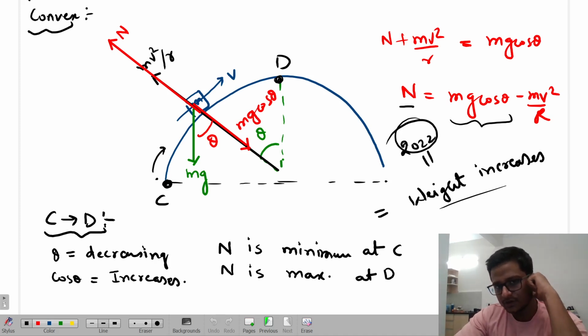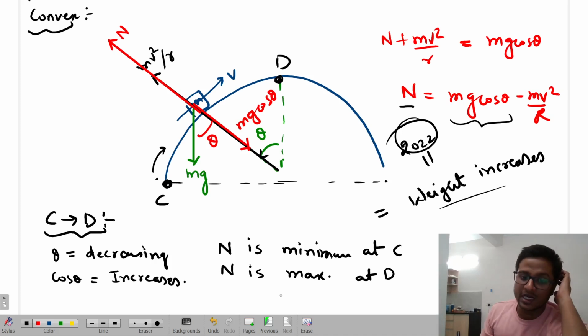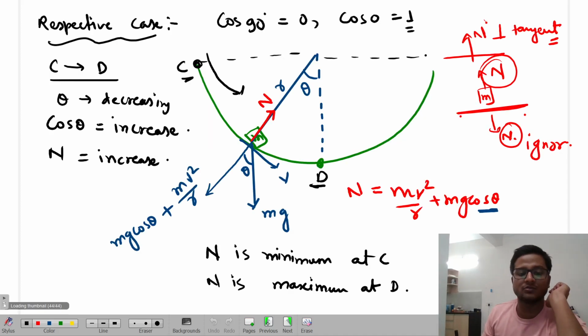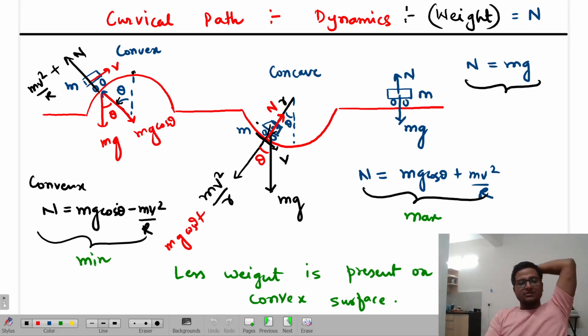So basically, you have to think that theta is always taken with respect to vertical, and that's how we have to remember that weight increases in both the surfaces. While if I just consider all three cases at the same instant of time, then minimum is on convex, maximum is on concave, while it is just neutral on the flat surface.